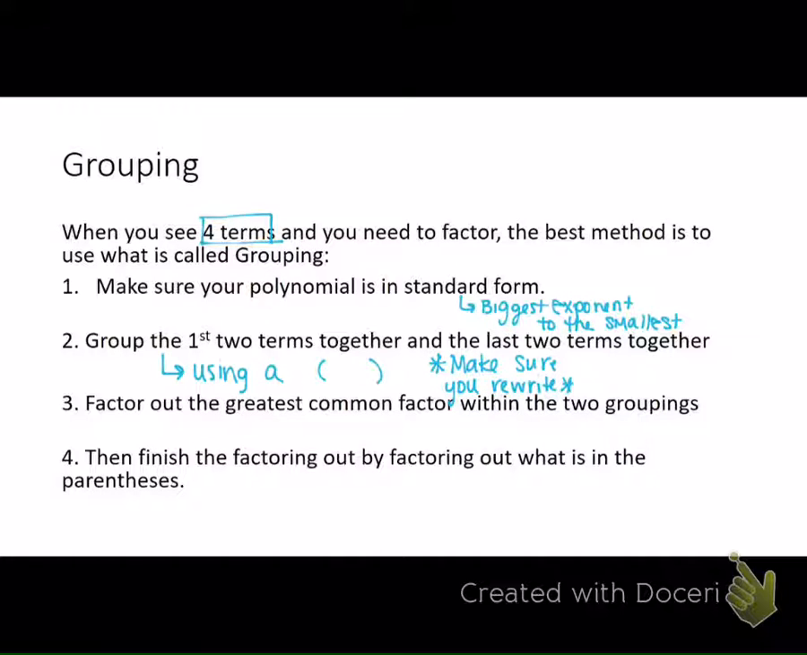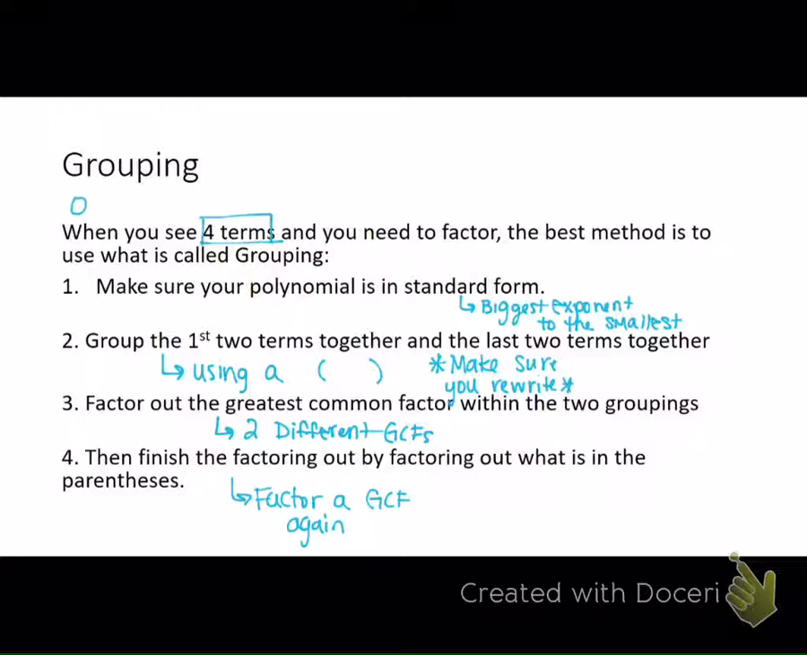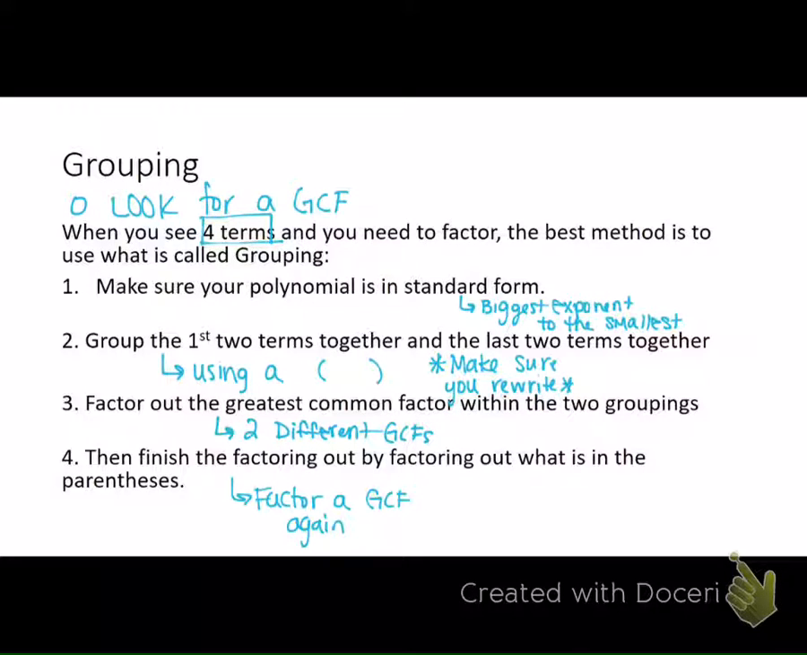Then you are going to factor out the GCF within both groupings separately. So you're going to do 2 different GCF problems. And then finally, you're going to finish the factoring out by factoring out what is in the parentheses, which is doing factoring a GCF again. Always, before you do anything, step 0, I'm going to call it, is look for a GCF. That's always the first thing you do in all factoring problems. Okay, we're going to get started here, get through some examples, and then I'll have you guys practice some.